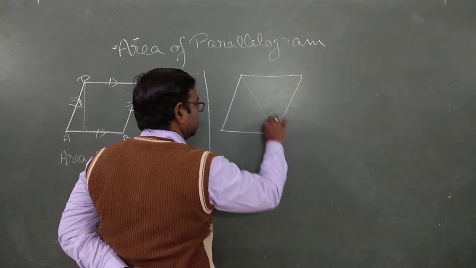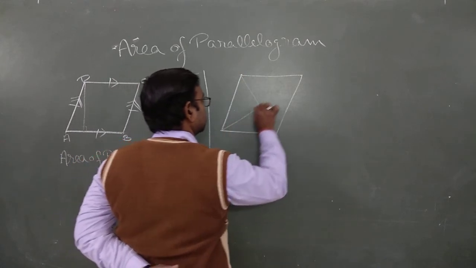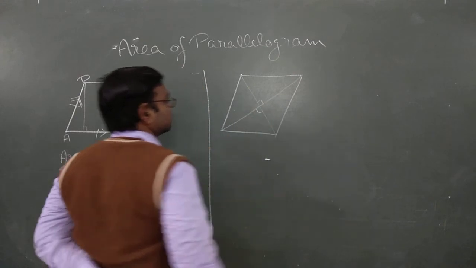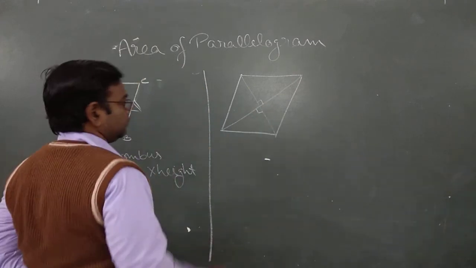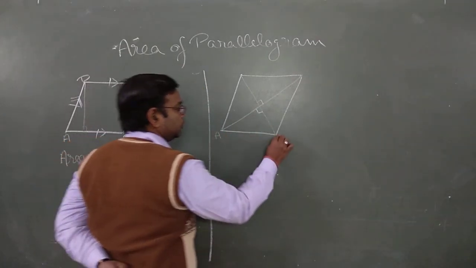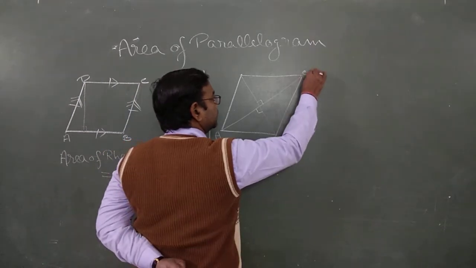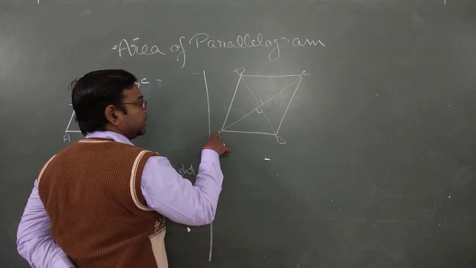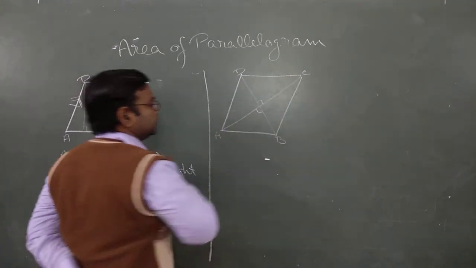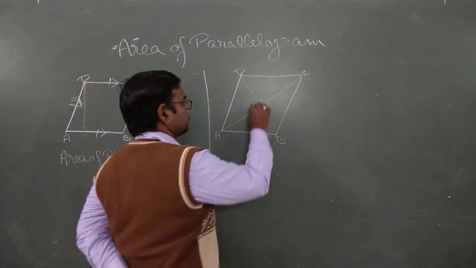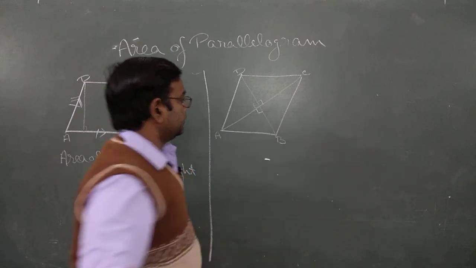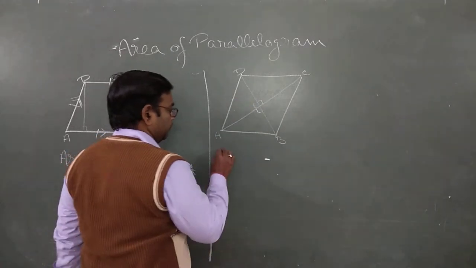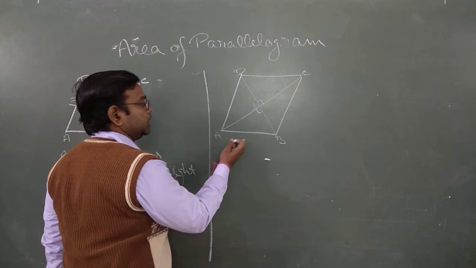So this is your diagonal 1, this is your another diagonal, and this is your 90 degree. This is also 90 degree. So see, we have two different triangles: triangle ABC, this one, and triangle ADC, this one. And we have heights BE and DE.